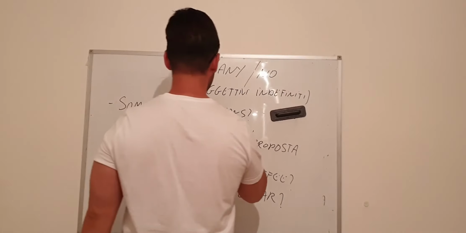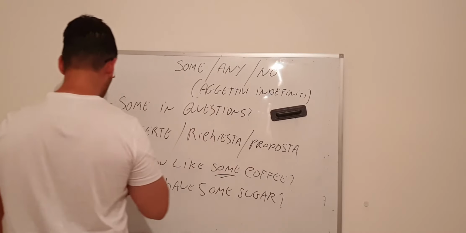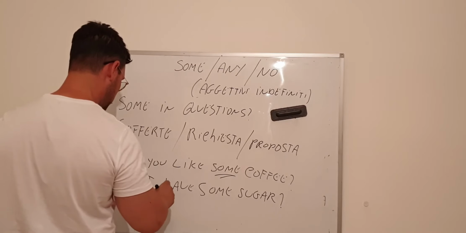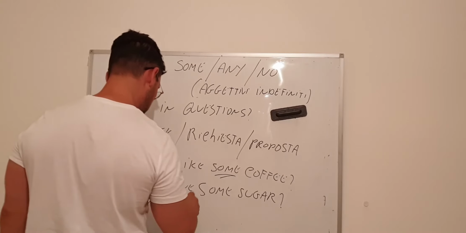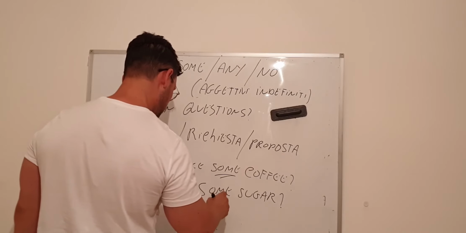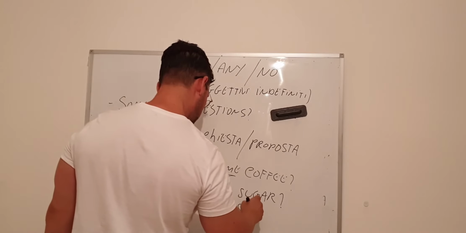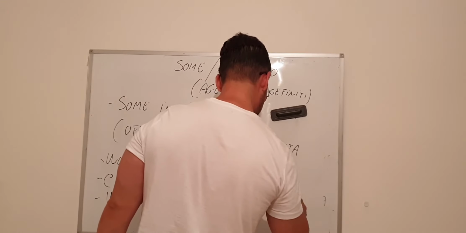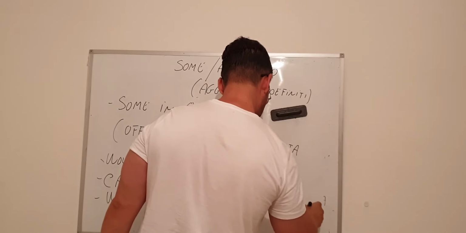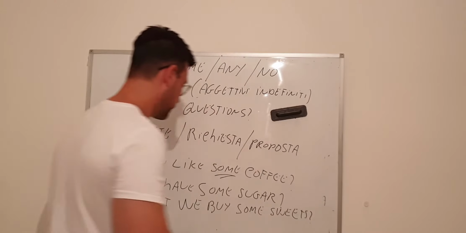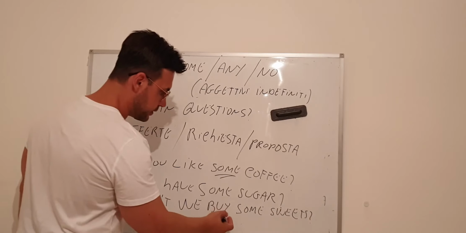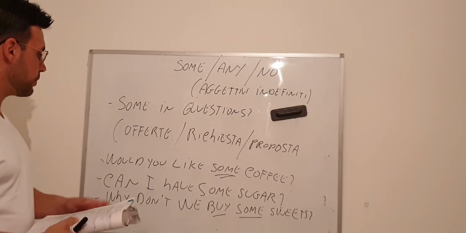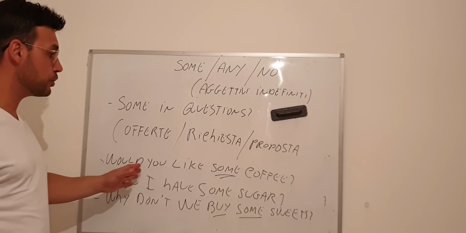Okay, now I'm going to make an example with a proposal. Why don't we buy some sweets? Sweets sono dolci. Okay, why don't we buy some sweets? Ok, quindi abbiamo una proposta. This is a way also of suggesting.